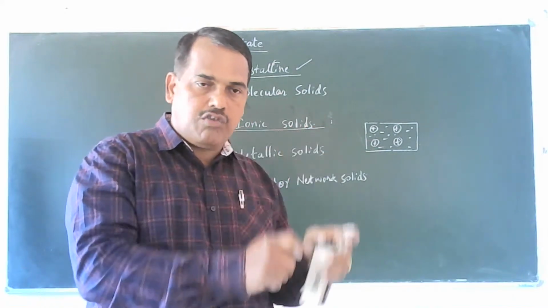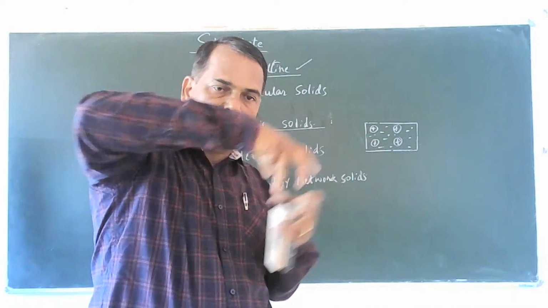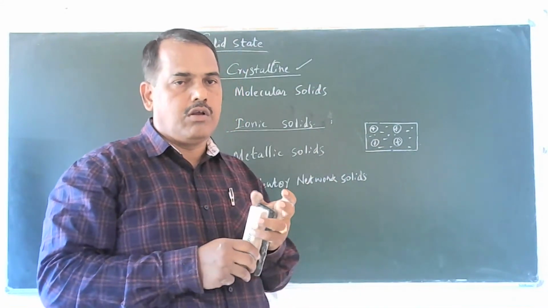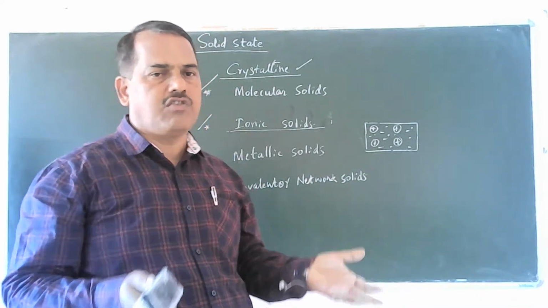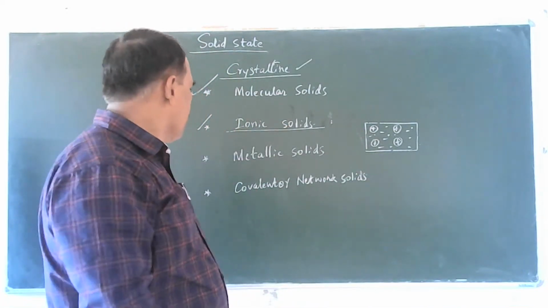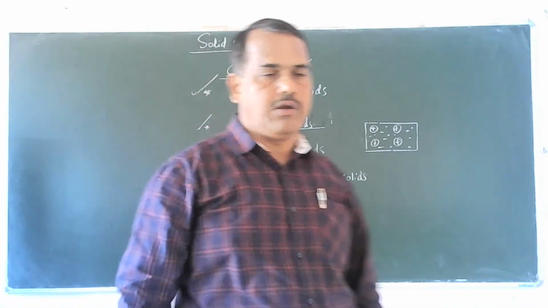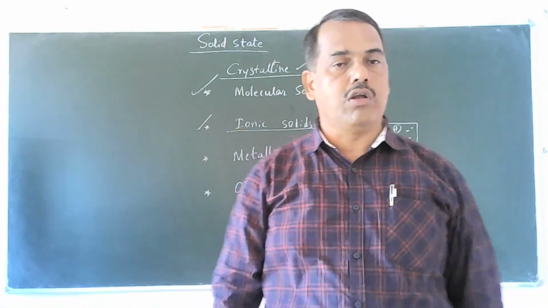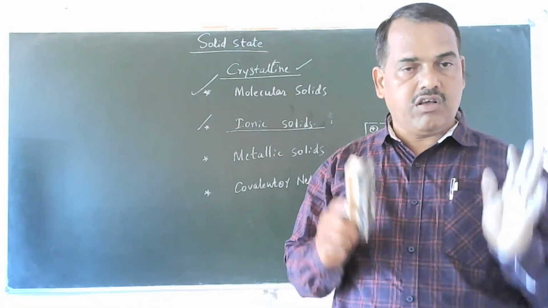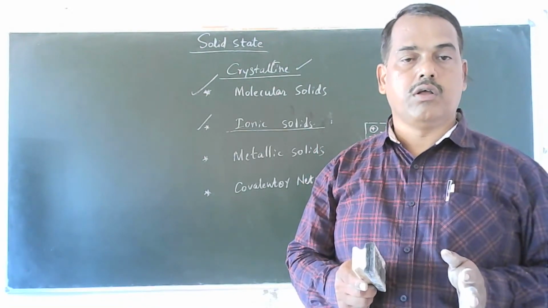Bright luster. When light falls on a metal surface, it oscillates. To-and-fro oscillation is possible, and due to it, it emits the light. It shines. Bright luster means it is shining. Okay, that is nothing but a metallic solid. So the last one is the covalent or network solid. In covalent or network solid, these are also called giant molecules.